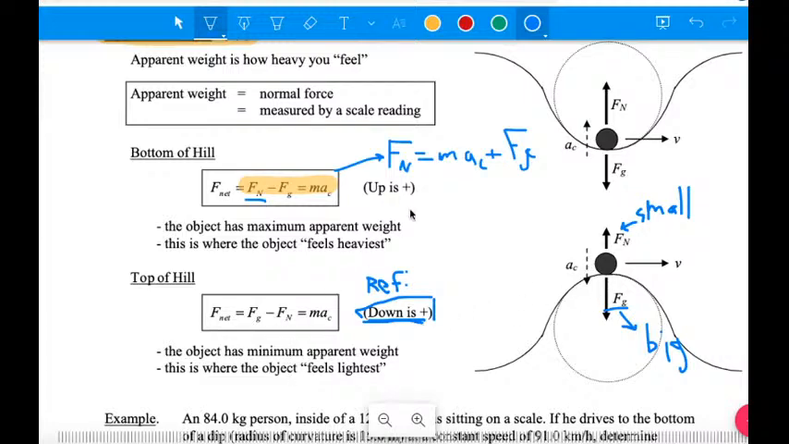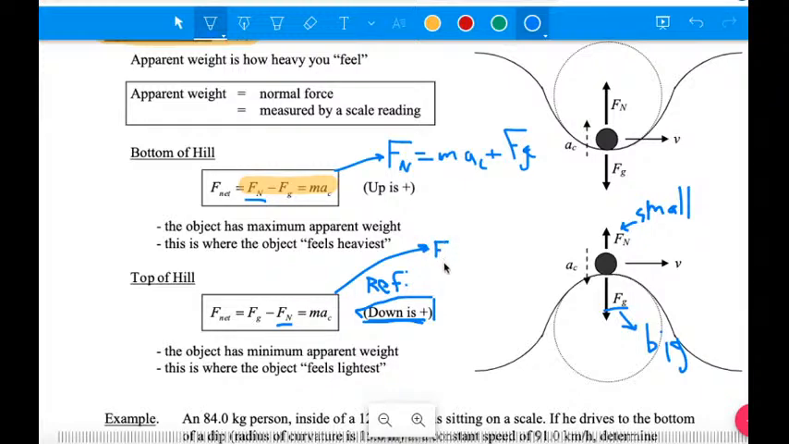So if we solve for normal force here, it would be mass times centripetal acceleration minus Fg. Since we're subtracting Fg, if you solve for normal force, we'll have to add it to both sides. Actually, in this case, it would be Fg minus MAC. That might be worth writing down.